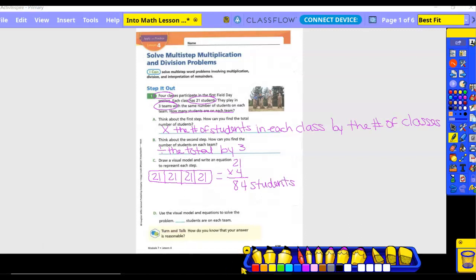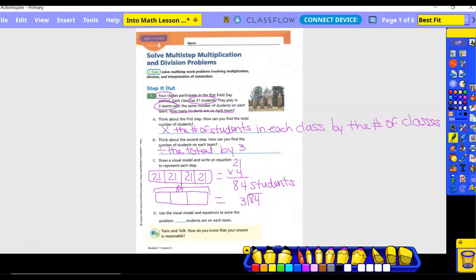Okay, so now we have our total. We can draw another box that says the total of all the students was 84, right? Okay, now how many teams are they going to have? 3. So I'm going to break this into 3, which, if I did an equation, that would be what? 84 divided by 3.